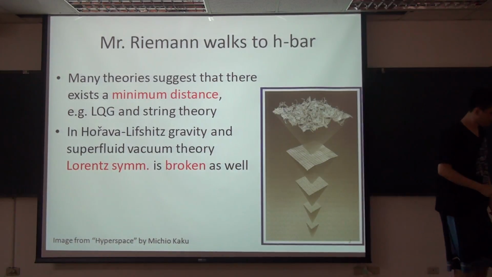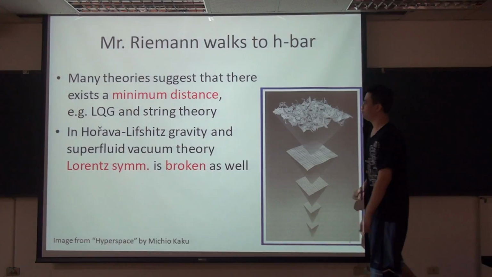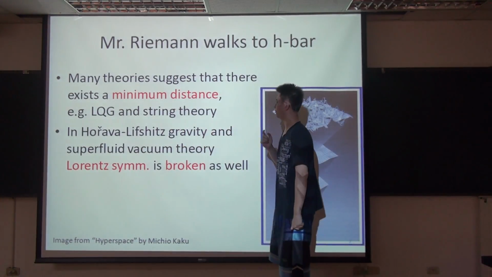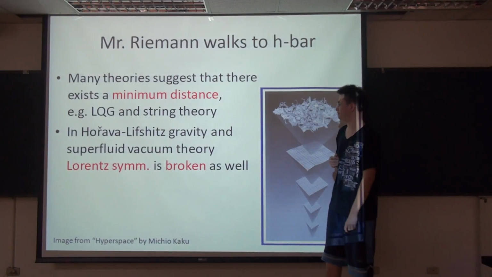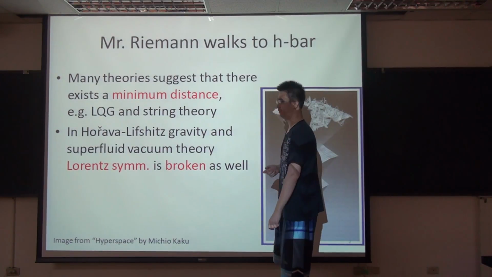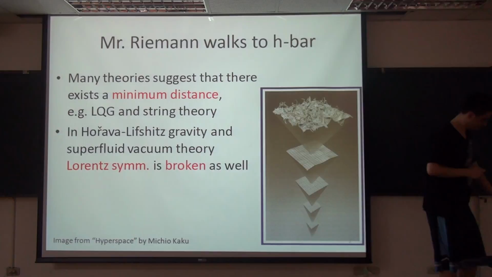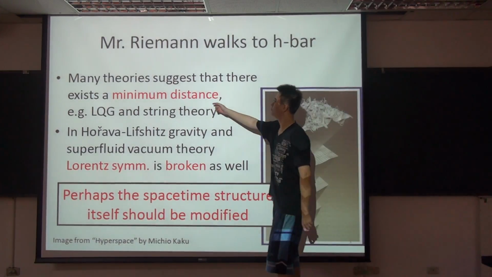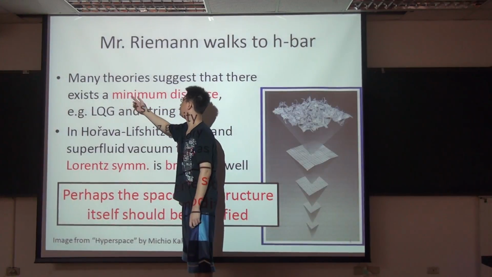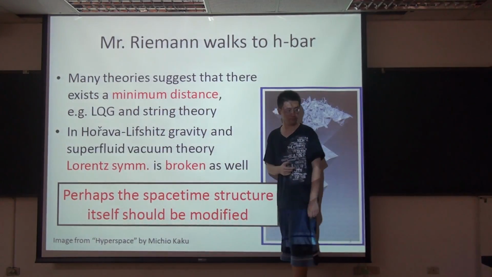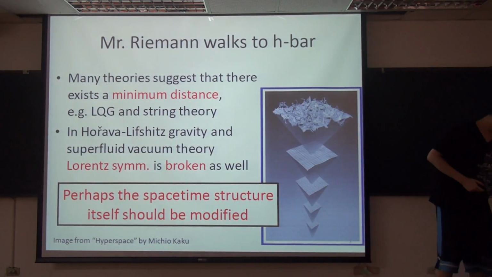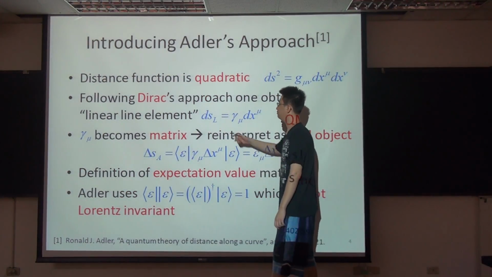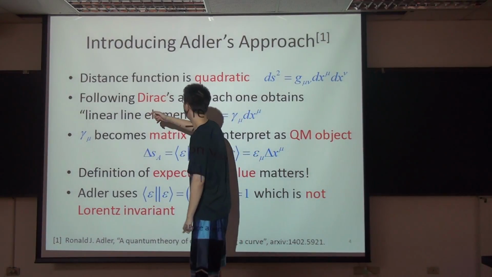So we might want to ask, instead of looking directly at the gravity theory side, what if we try to construct a space-time theory based on these observations? What will we find? So our work is based on a simpler goal: we try to construct a theory which exhibits a minimum distance. Our work is based on a previous work by Adler. His idea is very simple.